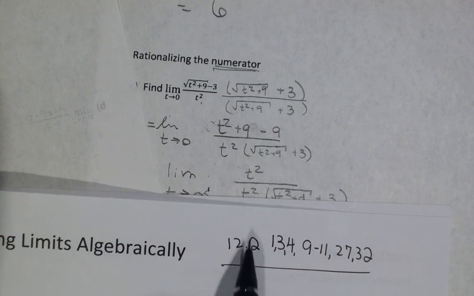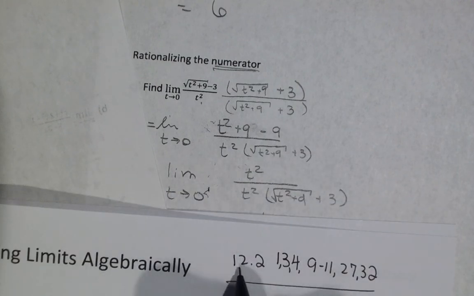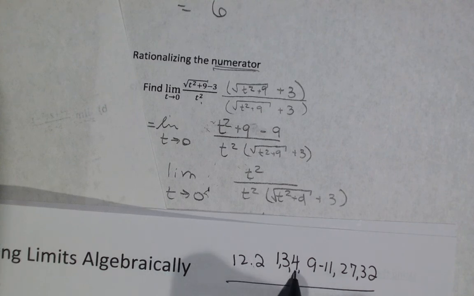For homework, I believe we're going to do 12.2, 1, 3, 4, 9 through 11, 27, and 32.